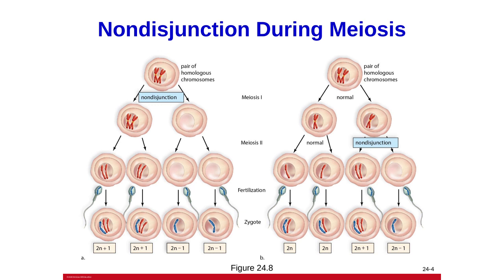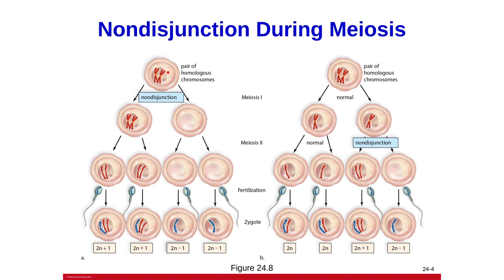Okay, we're going to go through and look at the 2 types of non-disjunction that can possibly occur. Recall that one type occurs during meiosis 1, and the other type occurs in meiosis 2. What we're going to assume here is that the sperm are generated normally. Of course, potentially the sperm could also have a problem. So we're just using this as an example. Let's look at non-disjunction first in the case of meiosis 1.